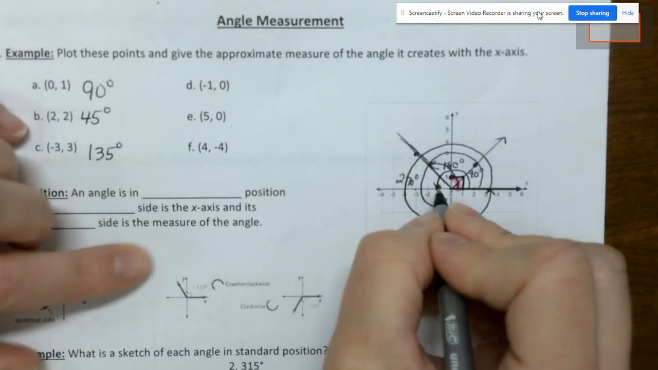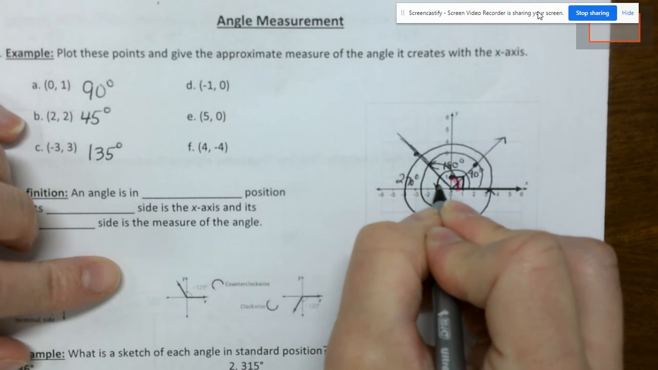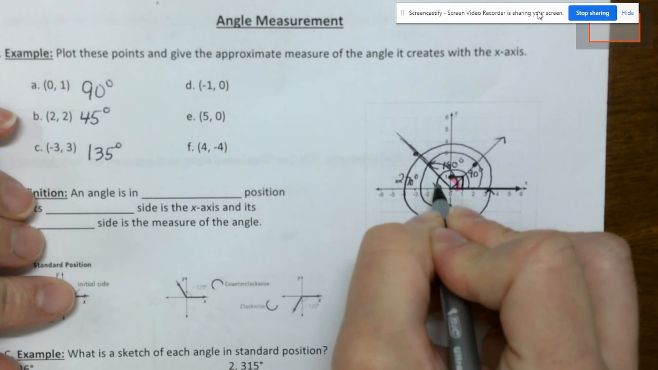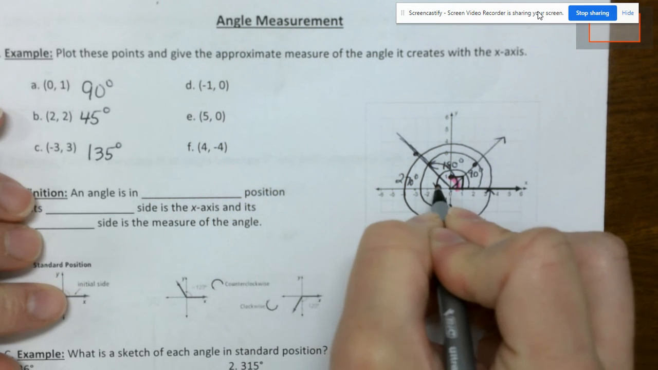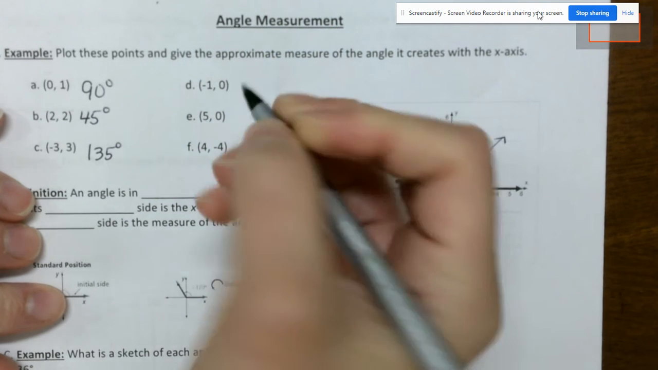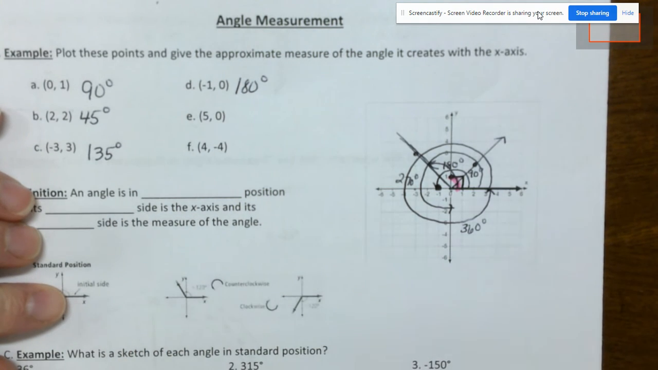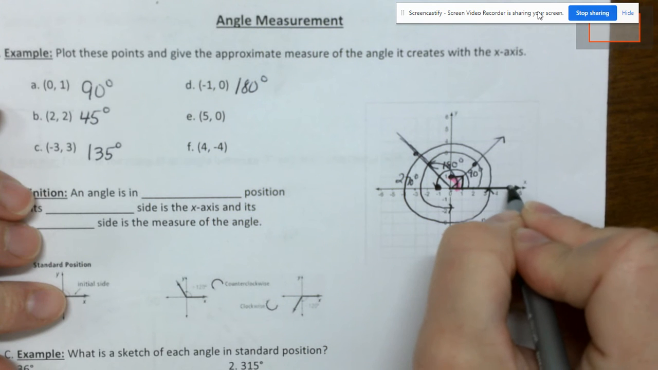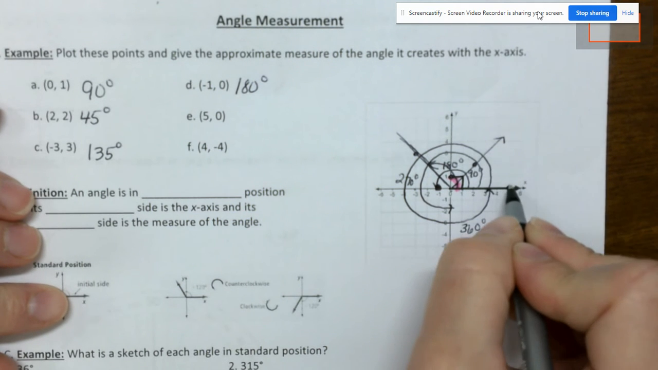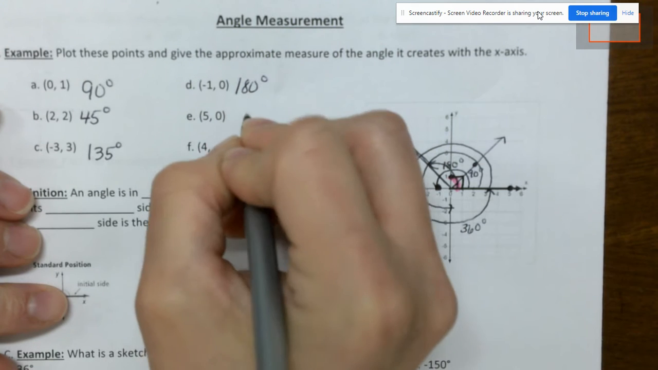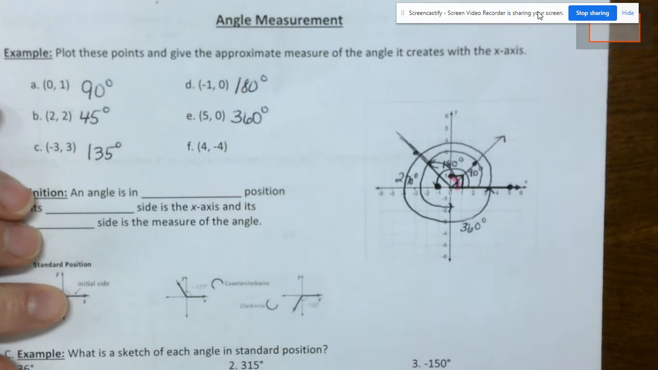Then if I look at -1, 0, okay, that's here. -1, 0 is there. That means I'm going from here all the way around to this point here. So I went halfway, so that's going to be a 180-degree angle. If we look at 5, 0, that's here. Okay, that means we start here and we go all the way around. So that's going to be a 360-degree angle.